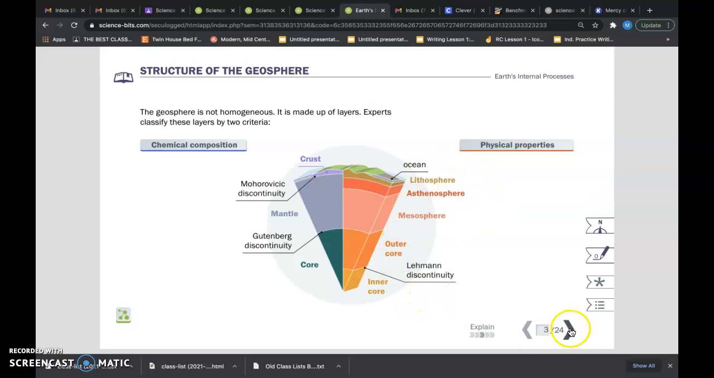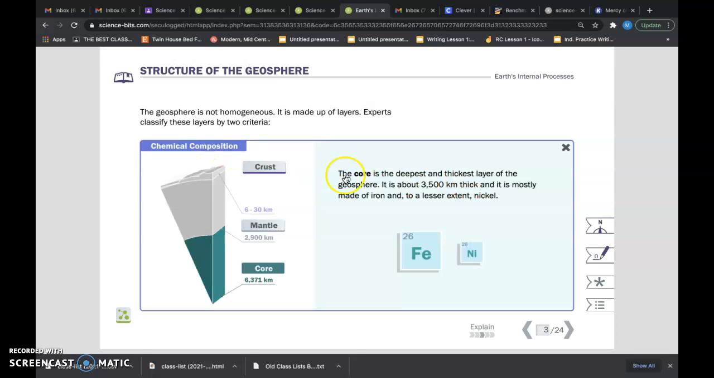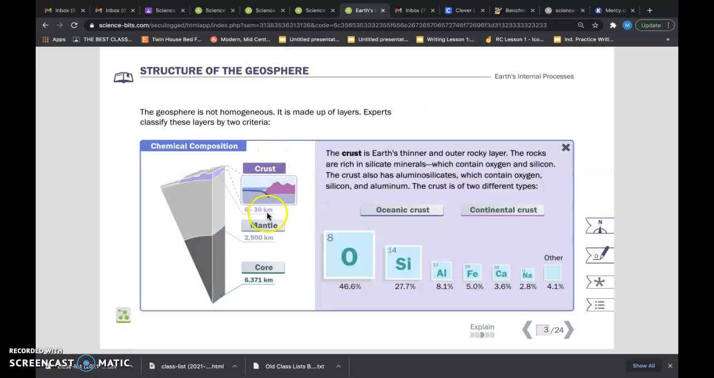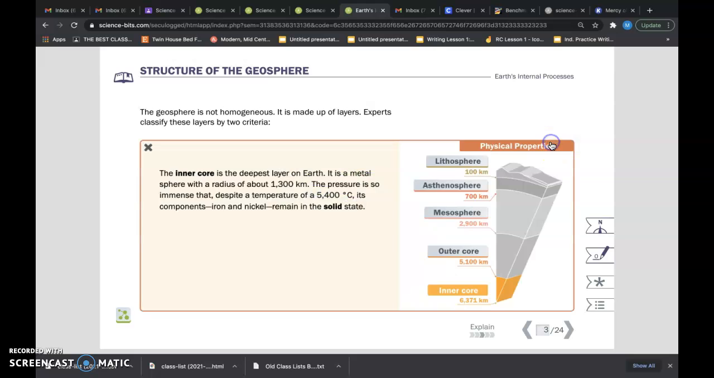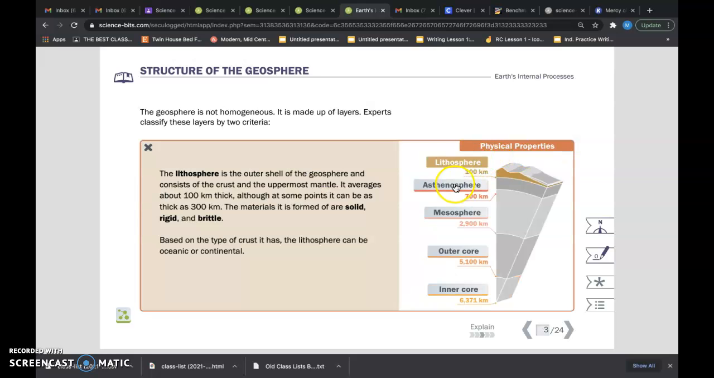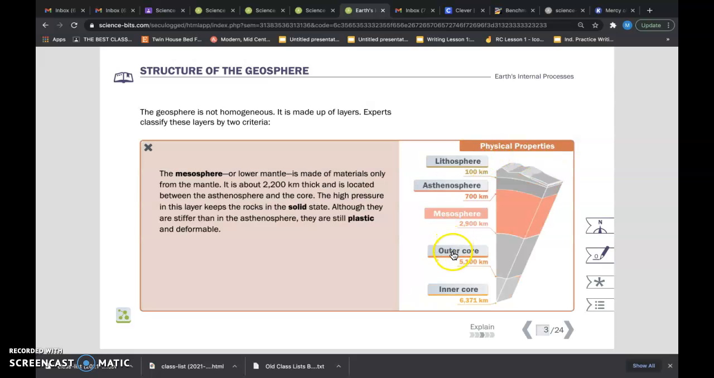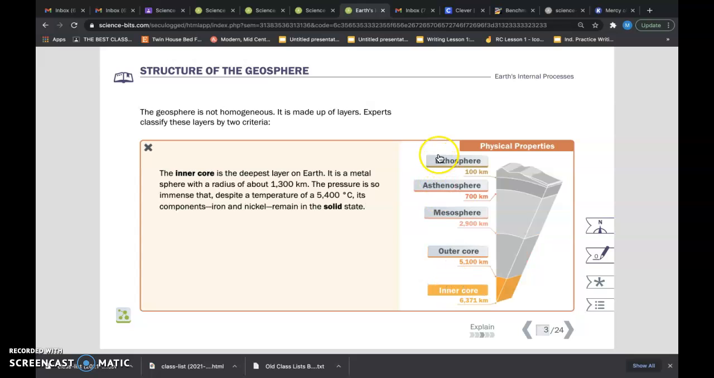So make sure as you're moving through the slides, in order to get credit for the activity and in order to get the information that you're going to need, that you're clicking on all the links, really analyzing the information, taking notes. As you can see, each of these is a little link that'll take you to more information about the layers of Earth.